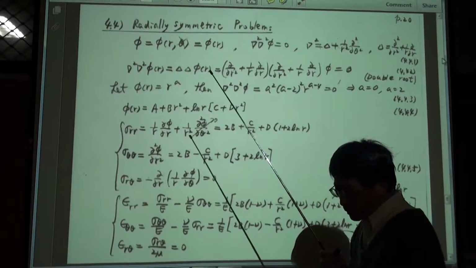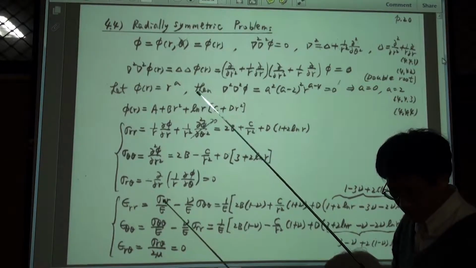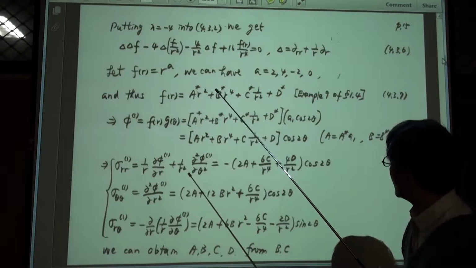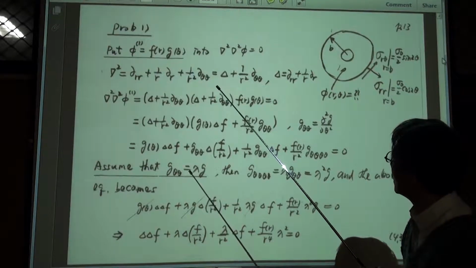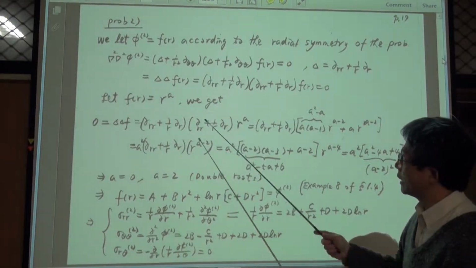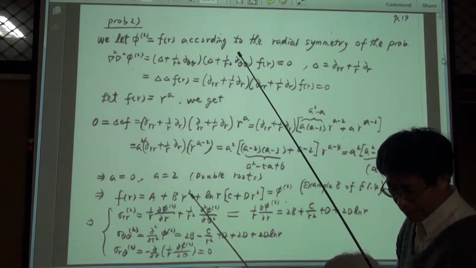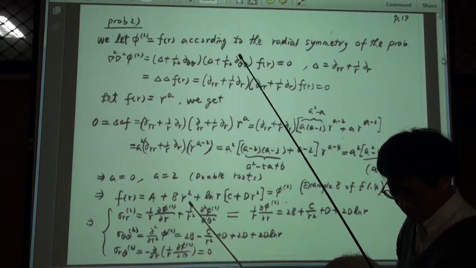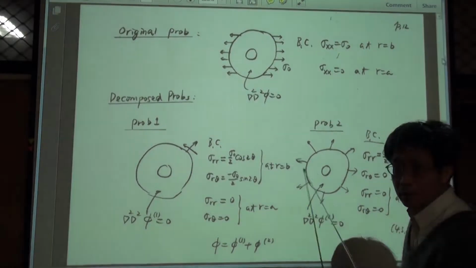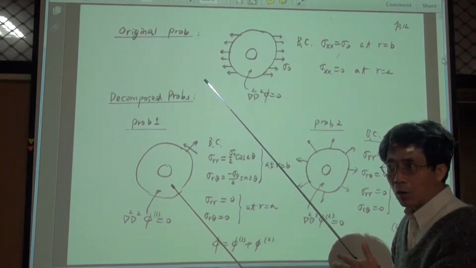But such an equation has been solved before. In what place? In here, Problem 2. We have already solved the same problem in the previous section. This is an axisymmetric problem, so the mathematical calculations are almost the same.